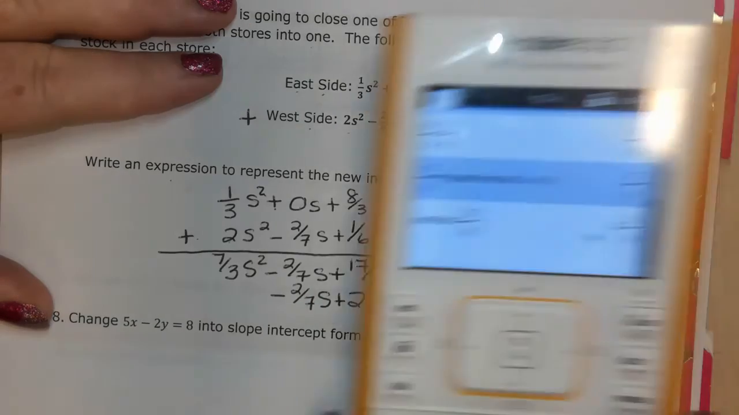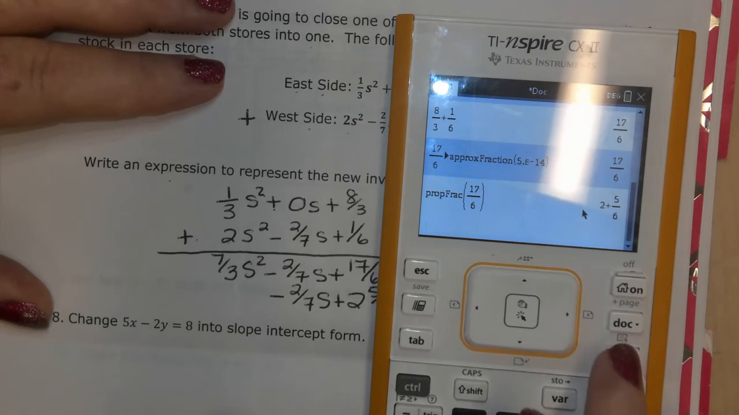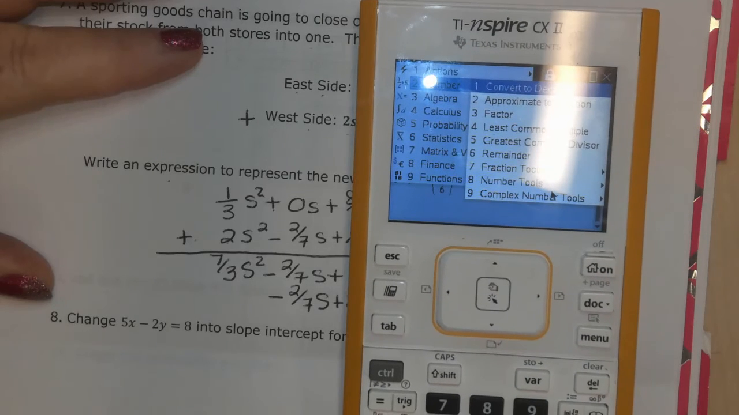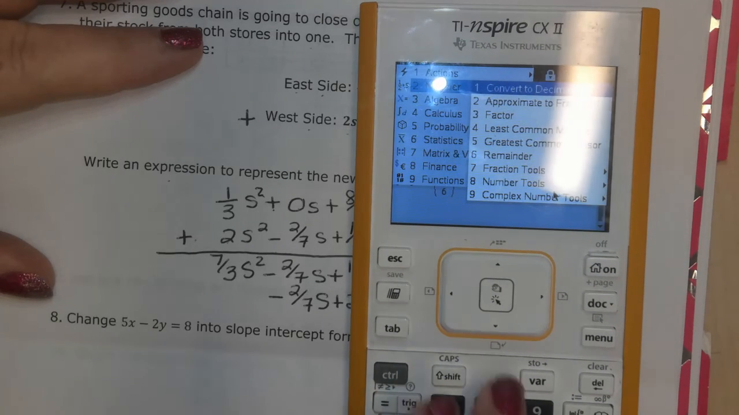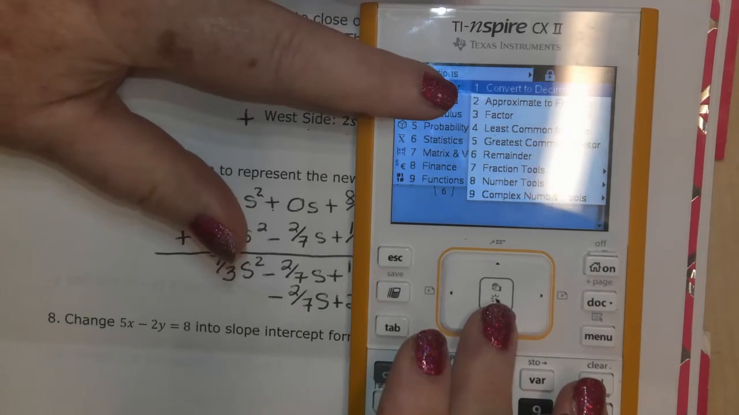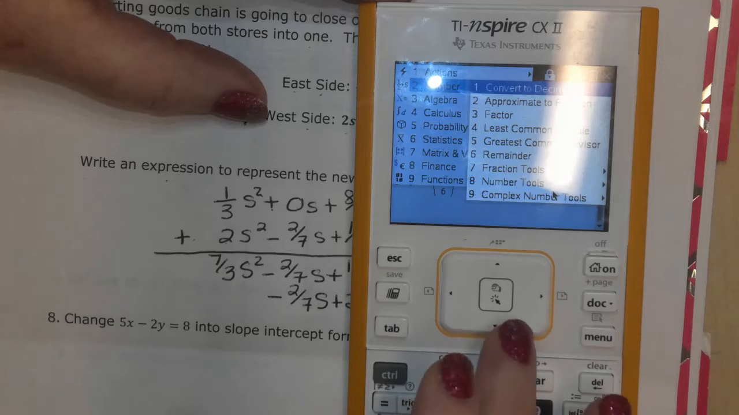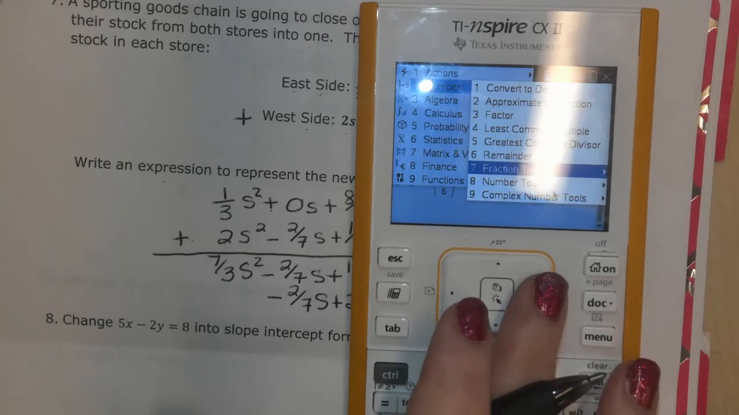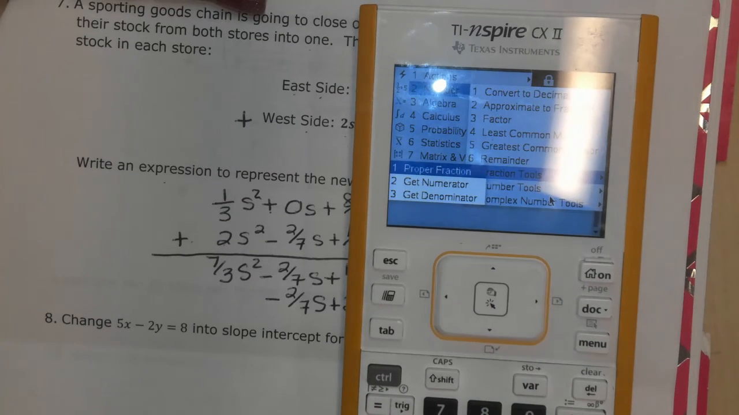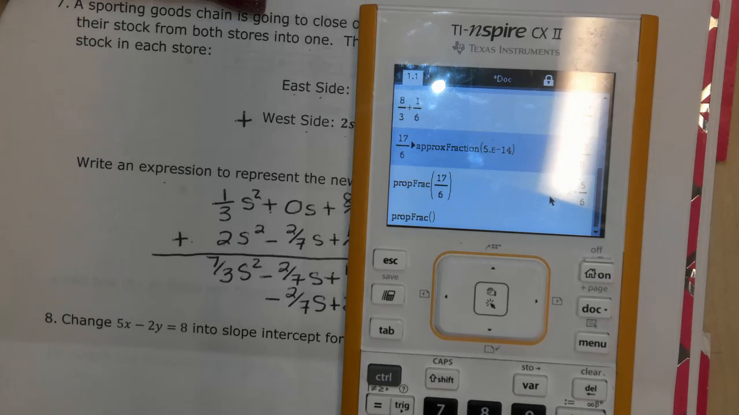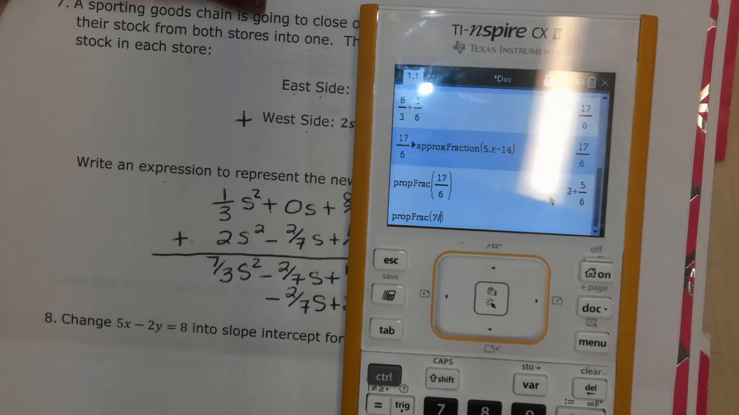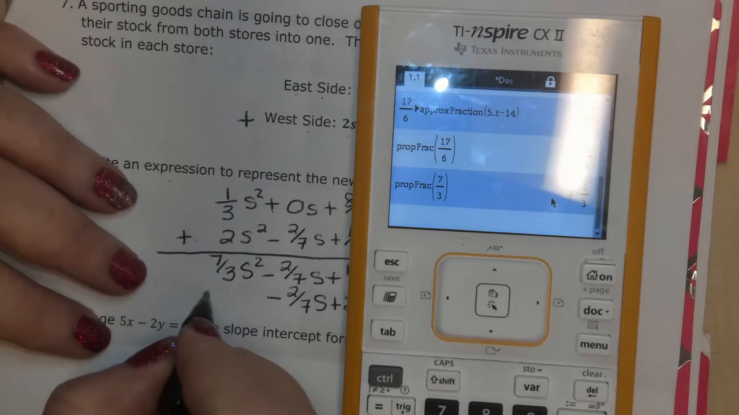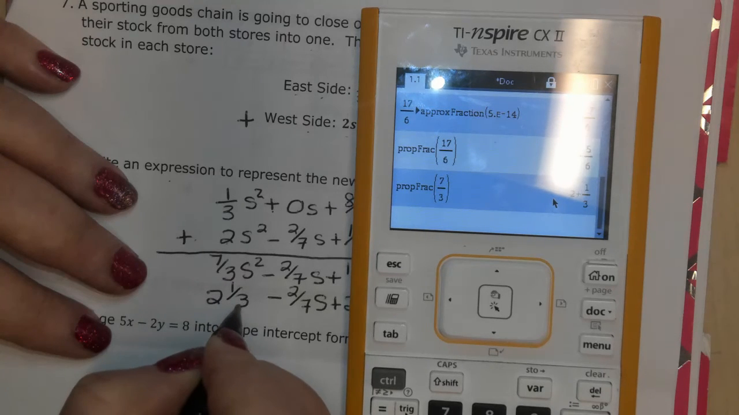So 7/3. Let's do that again. So menu, number, now you know the first one, we tried that last time and that got us nowhere. It just put it back in 7/3 for us. The second one, approximate a fraction. This first one's going to make it a decimal for me. In case your answers are presented to you in decimals, that's a good one to have. Come down to fraction tools, and here are my choices. Proper fraction. I want to put 7/3 into a proper fraction. Let's see if I can just do that divide thing again. Yep, 2 1/3.